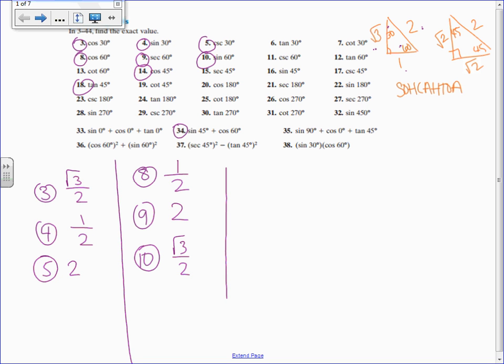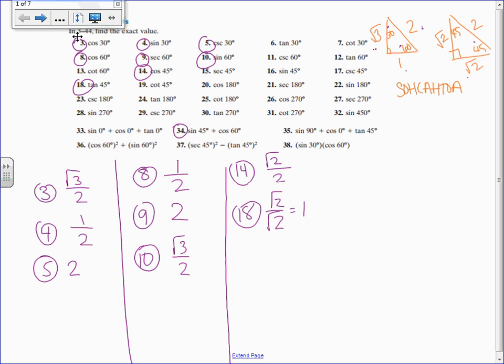And then I had to do 14. 14 is the cosine of 45. So now I'm in my other special triangle, and I'm at 45. Cosine is A over H, adjacent over hypotenuse. So I'm going to get the square root of 2 over 2. And 18 asks me the tangent of 45 degrees. Tangent is opposite over adjacent. So that is going to give me the square root of 2 over the square root of 2, which simplifies to 1.